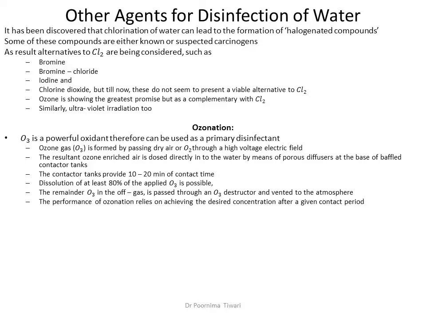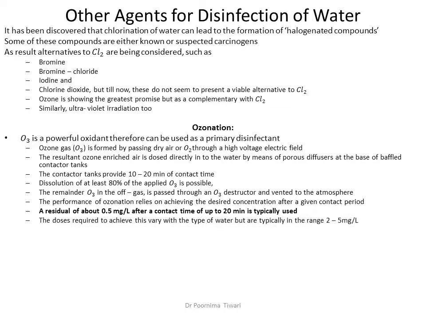The performance of ozonation relies on achieving a desired concentration after a contact period. A residual of 0.5 mg per liter after a contact period of 20 minutes is typically used. The doses required to achieve this vary with the type of water.